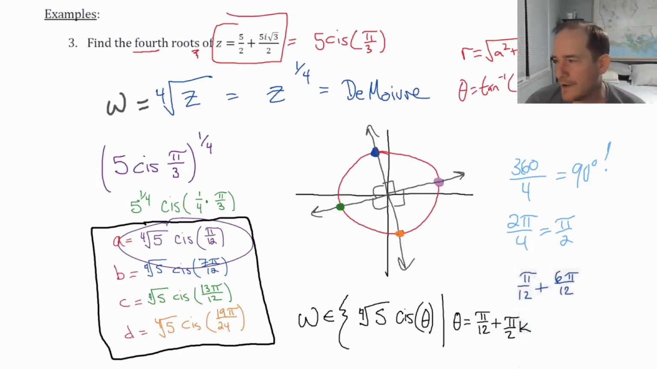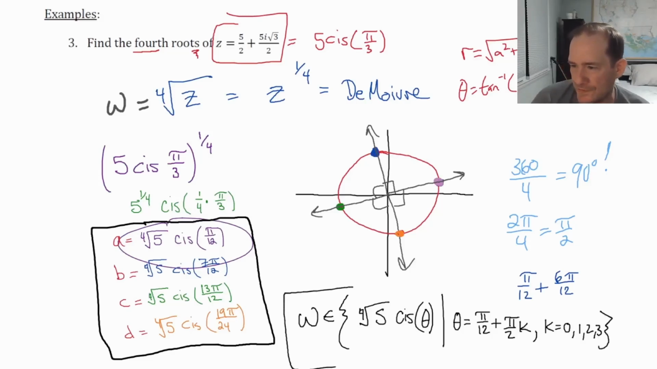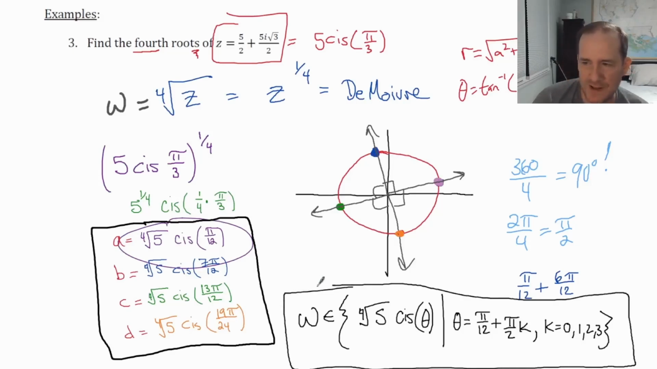Done. Alright, so we're going to do the k thing again, right? It would be pi over 12 plus pi over 2 k. But k can't just be any integer, or else we'd be getting infinitely many solutions. We literally just want k to be 0 to give us pi over 12. Then we want it to be 1, and then 2, and then 3. But that's it. Those 4 numbers would give us our 4 solutions. So that big long expression there is a way to give all 4 expressions using one kind of compact notation.